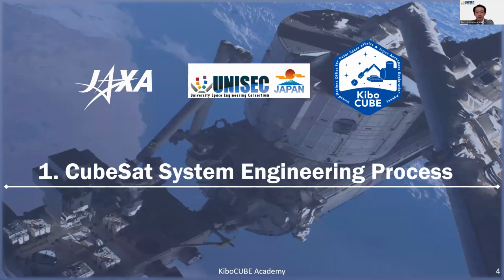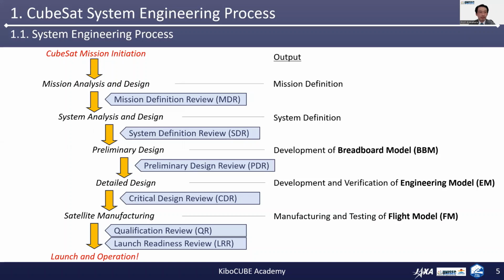The first chapter is an introduction to the CubeSat system engineering process. To ensure safety and mission assurance of CubeSats, it is important that we understand the system engineering process first. When a CubeSat mission is initiated, the project will follow these satellite design, development, and verification processes. The processes themselves are shown on the left side, while the middle section details the design and verification reviews, and the right side is the output from the process.